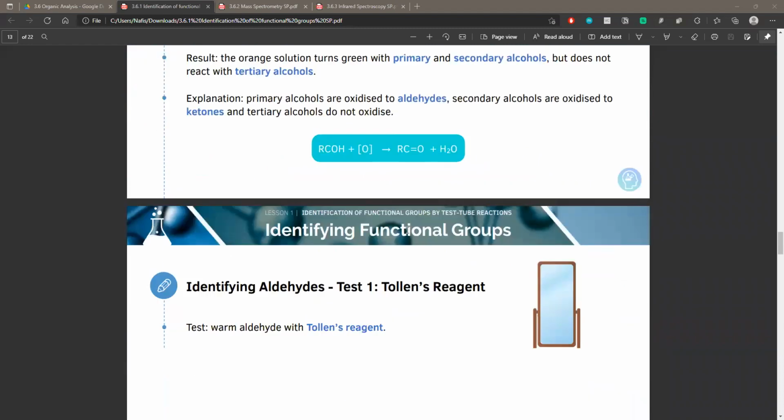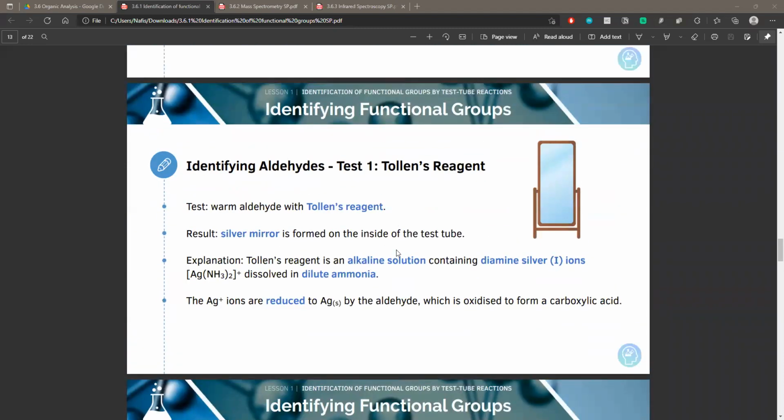Aldehydes, you have two potential tests. Tollens' reagent, which is basically you warm the aldehyde with Tollens', and you're expecting a silver mirror formed on the inside of the test tube. This is because Tollens' reagent is an alkaline solution containing silver ions dissolved in dilute ammonia. The silver ions become reduced by the aldehyde, which is oxidized to form a carboxylic acid.